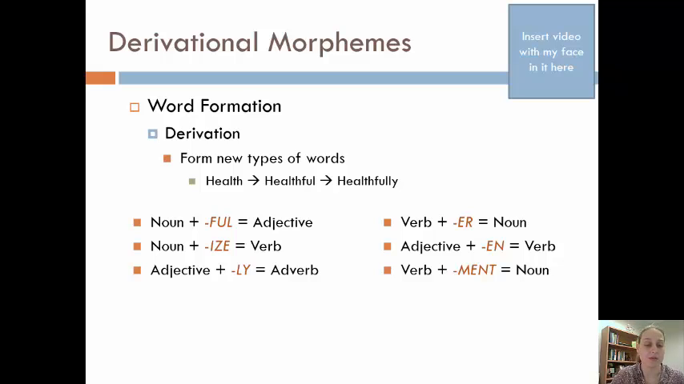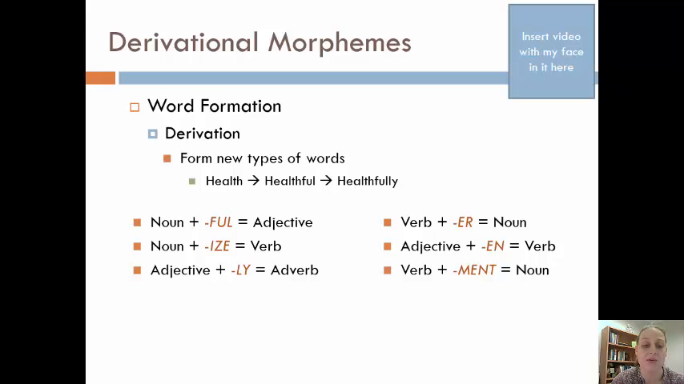Let me give you some examples. So we just saw healthful. We also have doubtful as another example. A noun changing to a verb would be energy, right? So the noun energy, and then you add ize, becomes energize, and it's a verb.